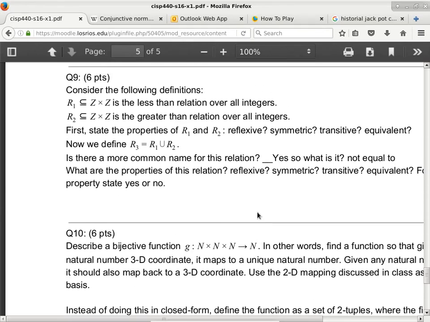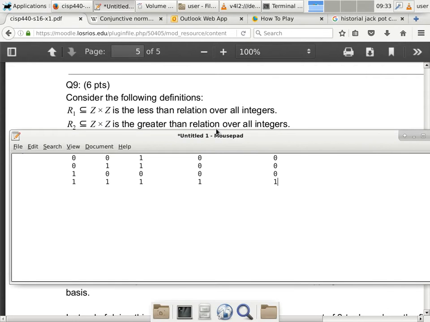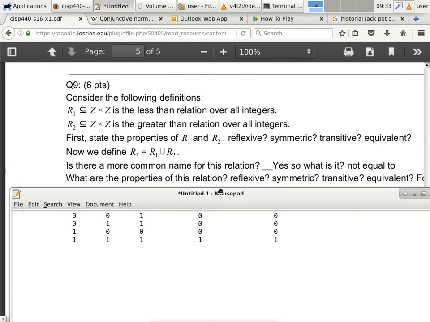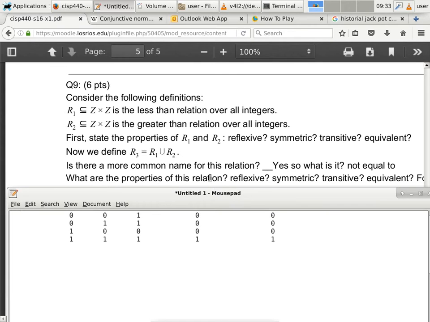So question number 9 is about relations. Here's the question. We have R1 as a relation. It's a relation that is applied over integers. And it really is just less than. So X R1 Y means X is less than Y. And then R2 is greater than, okay?